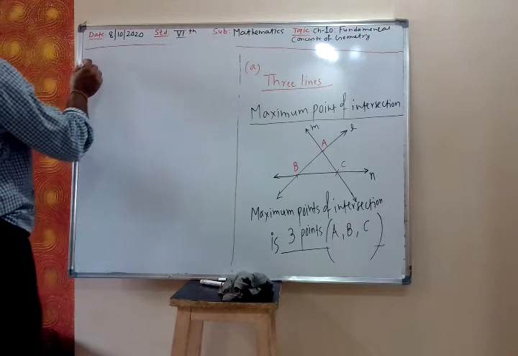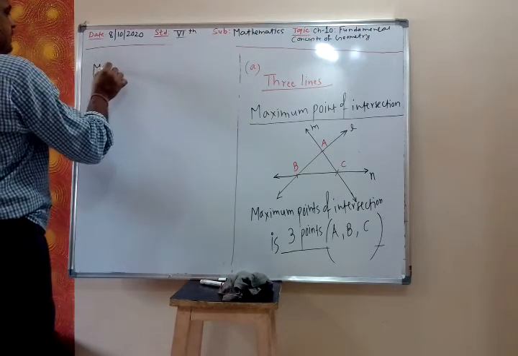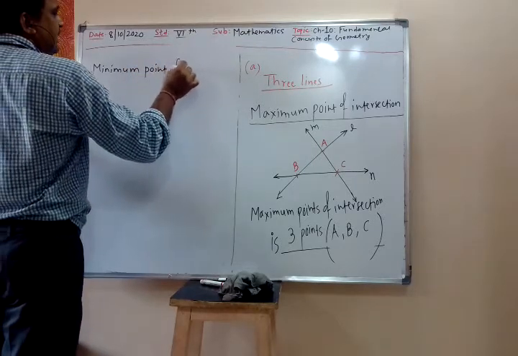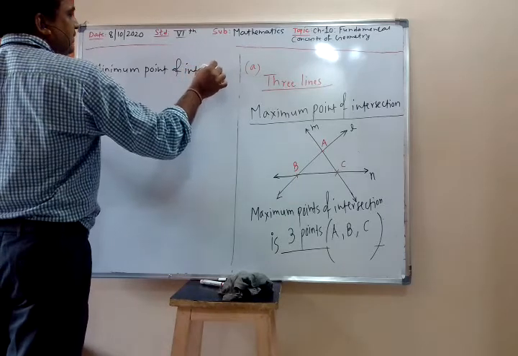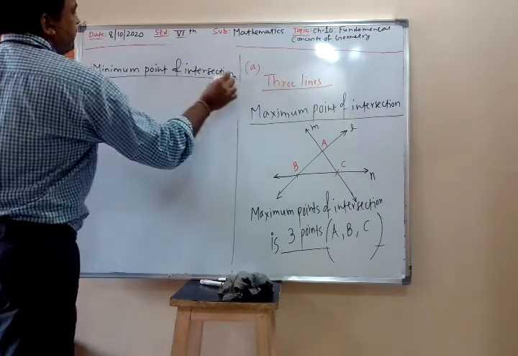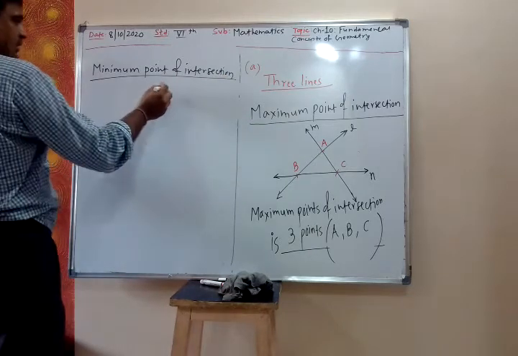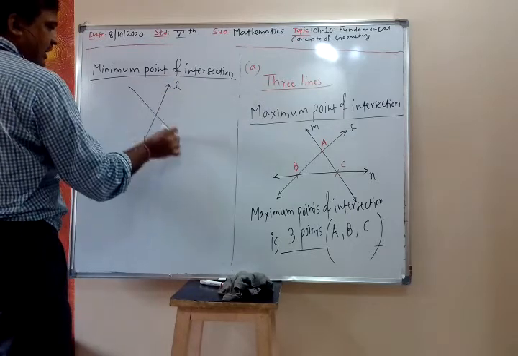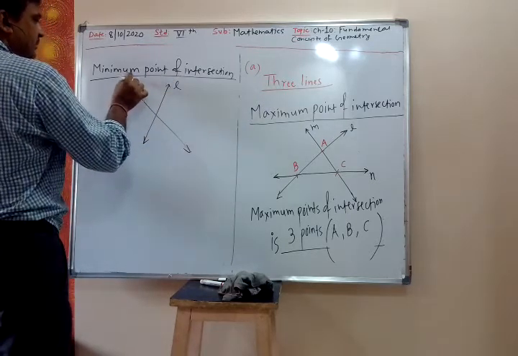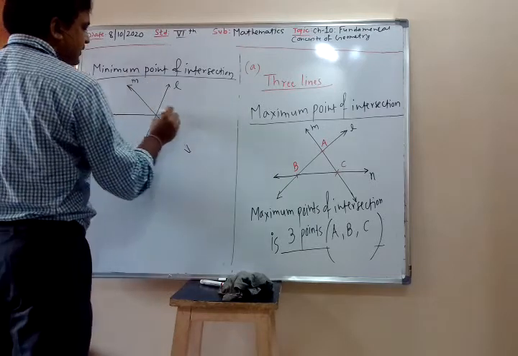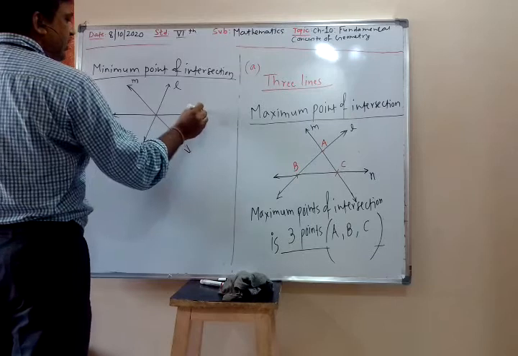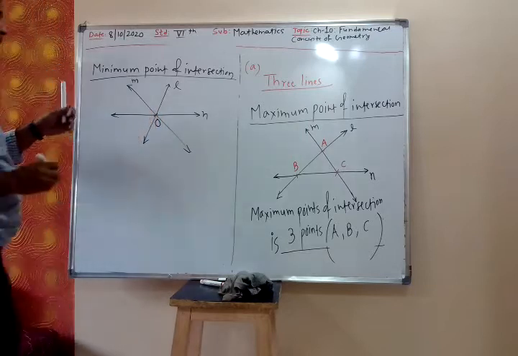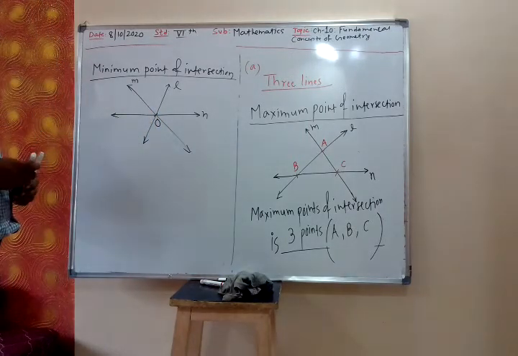Now let us consider the minimum point of intersection for 3 lines. There are 3 lines, L, M, and N. All the 3 lines meet each other at one common point O.